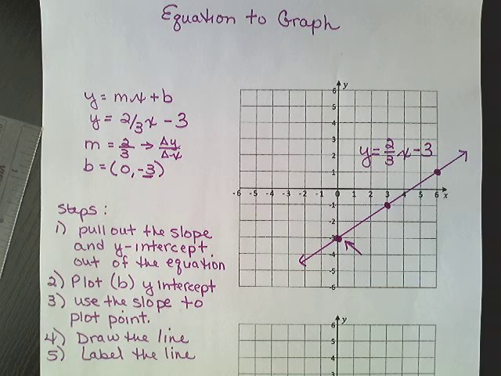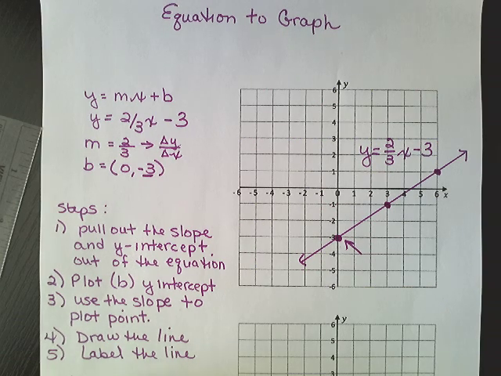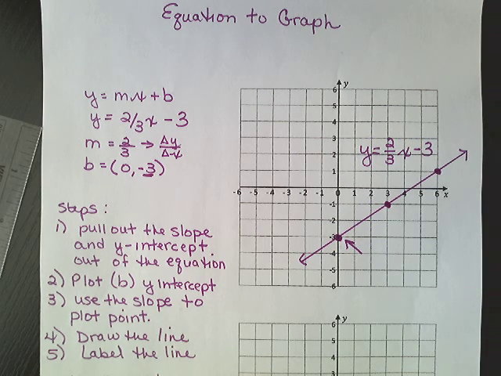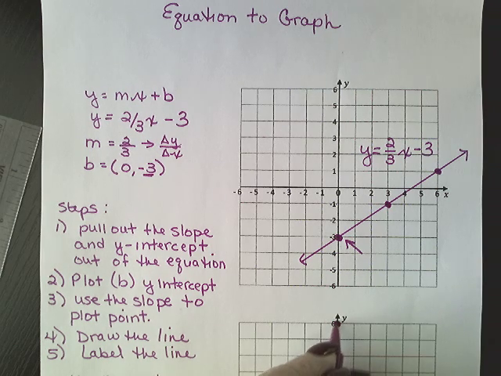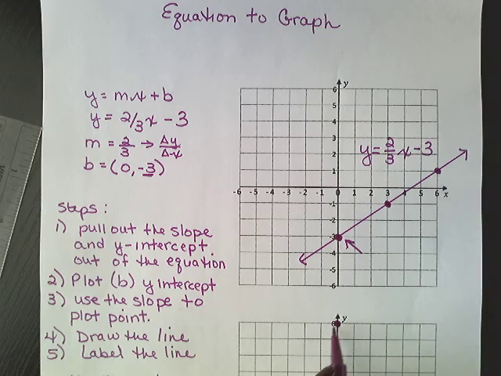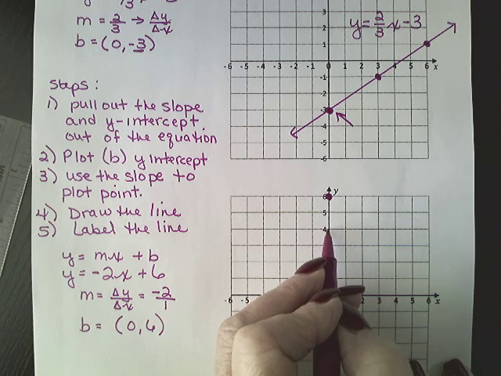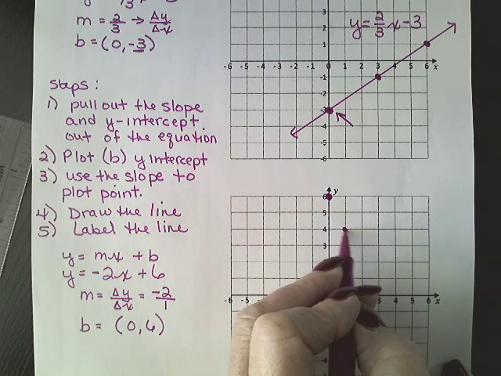All right? So if we have to, we can write it like this too, mx plus b, so you know what each value stands for. I'm going to use my y-intercept of (0, 6). So 0 all the way up here to 6. There is my first point. Now I'm going to use my slope for my second point. So -2 means I'm counting down, 1, 2, and over 1.